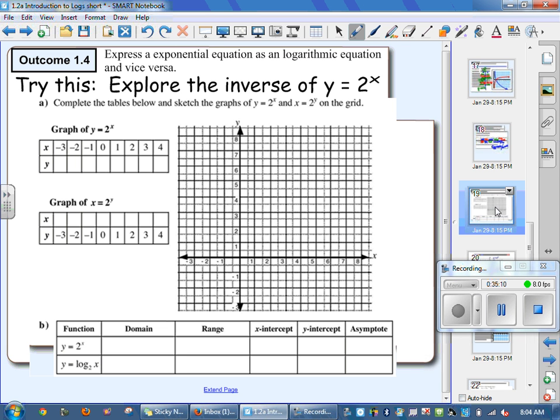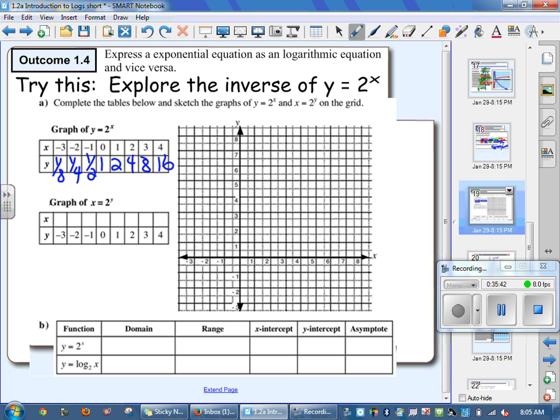Okay, you're going to notice that the first one, our graph of y equals 2 to the x, is going to give us 1/8. We put our exponent as -3, then 1/4, then 1/2, then 1, 2, 4, 8, 16. You're going to notice the exact same numbers on the x: 1/8, 1/4, 1/2, 1, 2, 4, 8, 16.